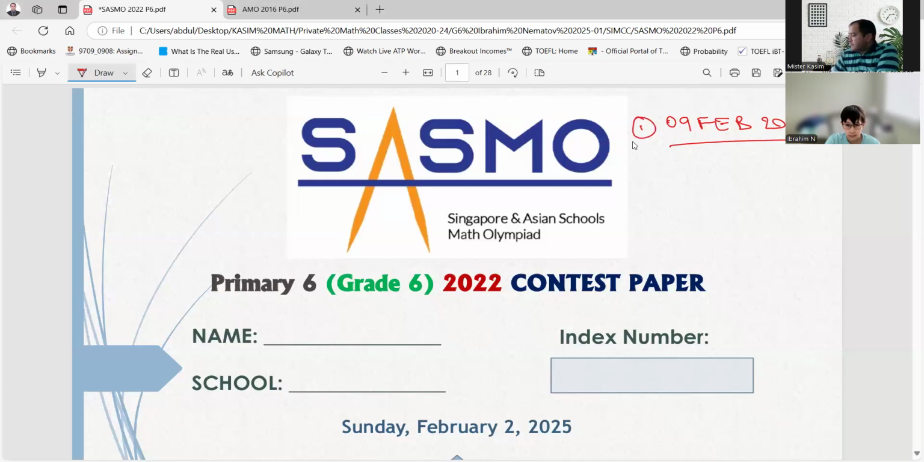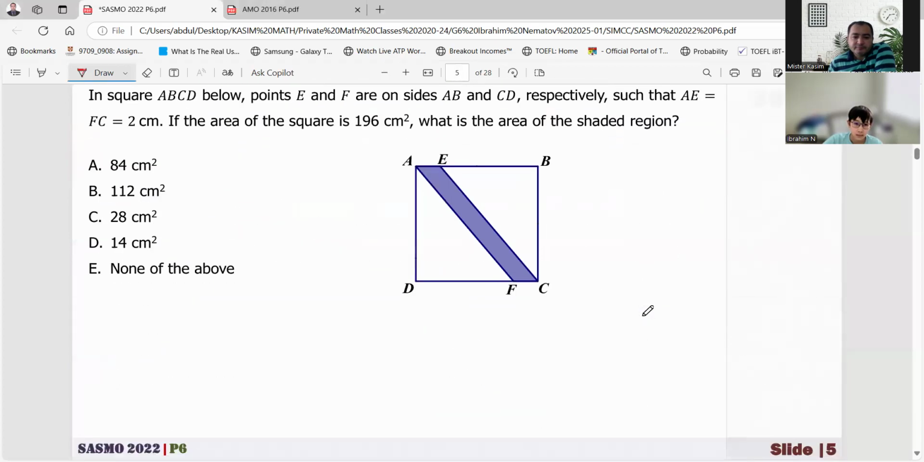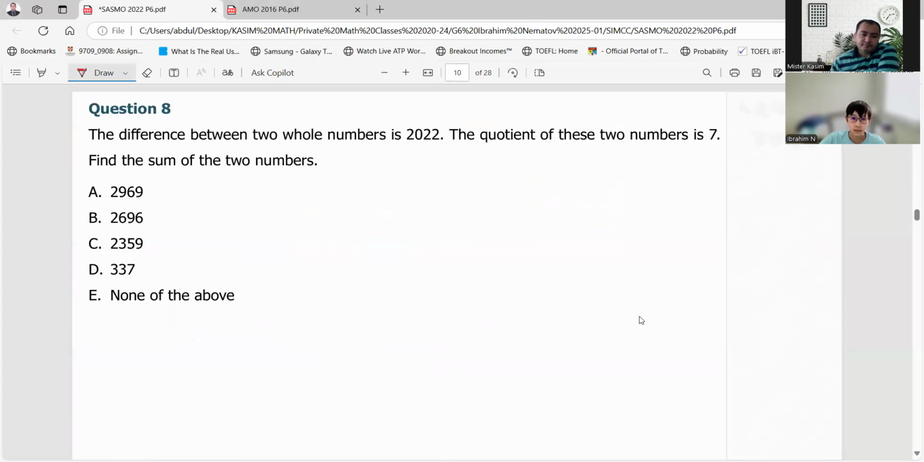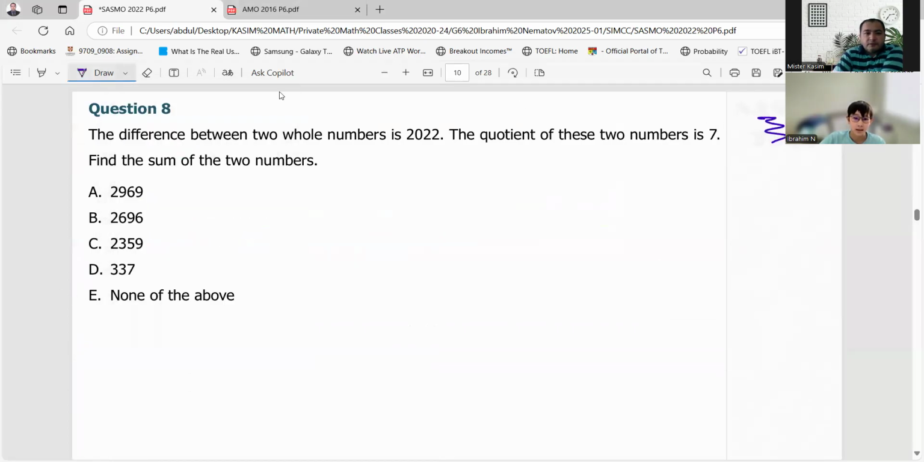Okay. Let's start. The first question is question 8. Read the question. The difference between two whole numbers is 2022. The quotient of these two numbers is 7. Find the sum of these two numbers.